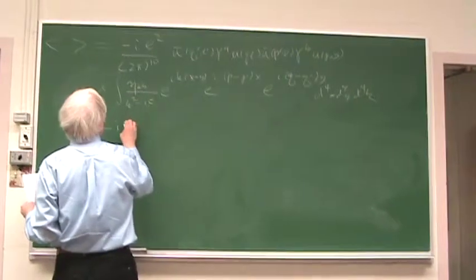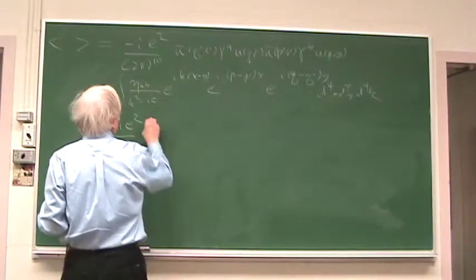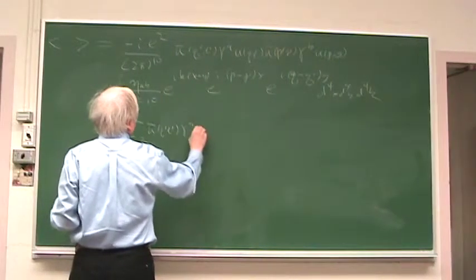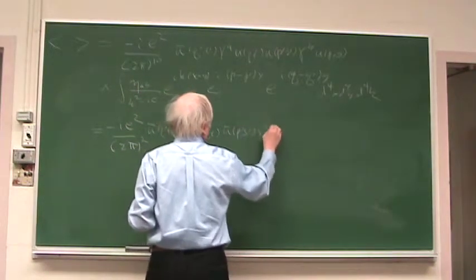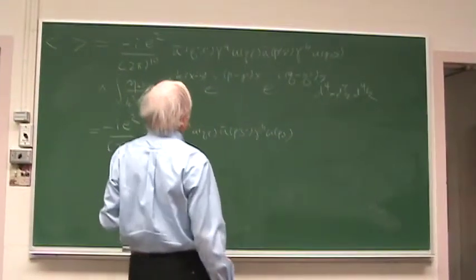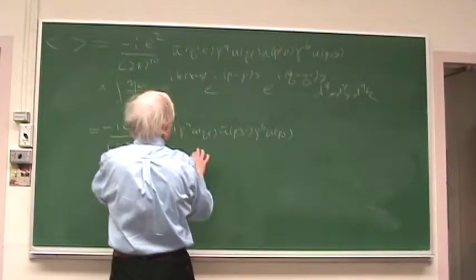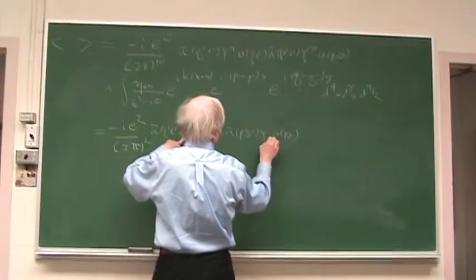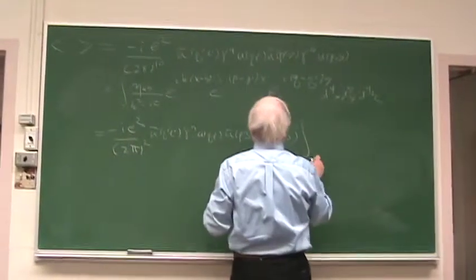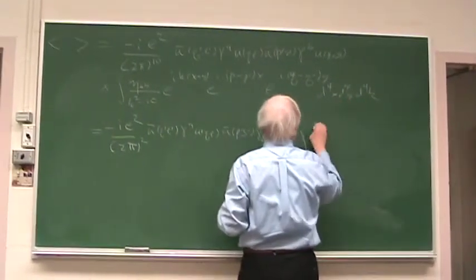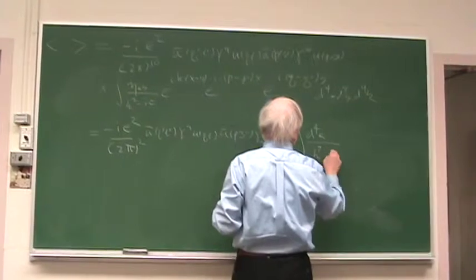Right. So this goes to minus i e squared all the way down to 2 pi squared, u bar q prime t prime gamma a u of q t, u bar p prime s prime gamma b u of p and s. So that's all that. And now what happens here? Well, we have the a to ab, and we might as well just use the a to ab to lower the b and make it an a. So the a to ab is gone. And then we have an integral. We've done the d4x, d4y. All we have left is d4k over k squared minus i epsilon.